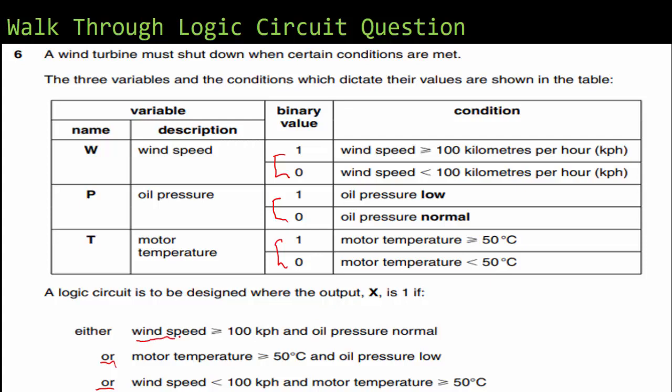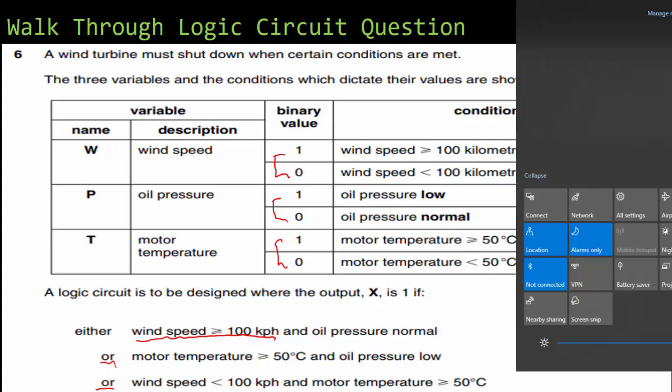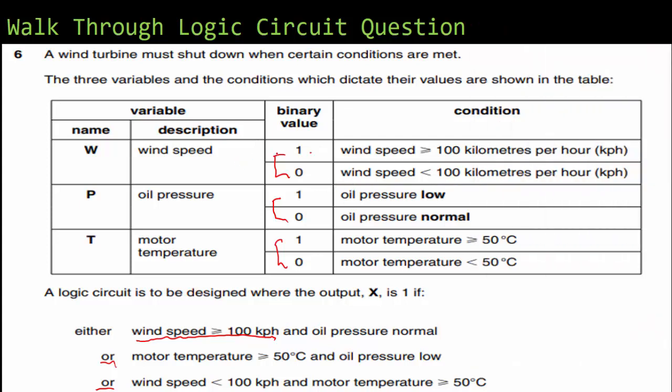Wind speed is greater than or equal to 100 kilometers per hour. So I know right here that has a binary value of 1. How do I represent W as a 1? Just W. That's it. And then it says and. Draw my AND symbol here. And you don't have to write out the formula. Writing out the formula, though, makes it so much easier to draw your logic circuit, which we'll be doing in a minute. And it says oil pressure is normal.